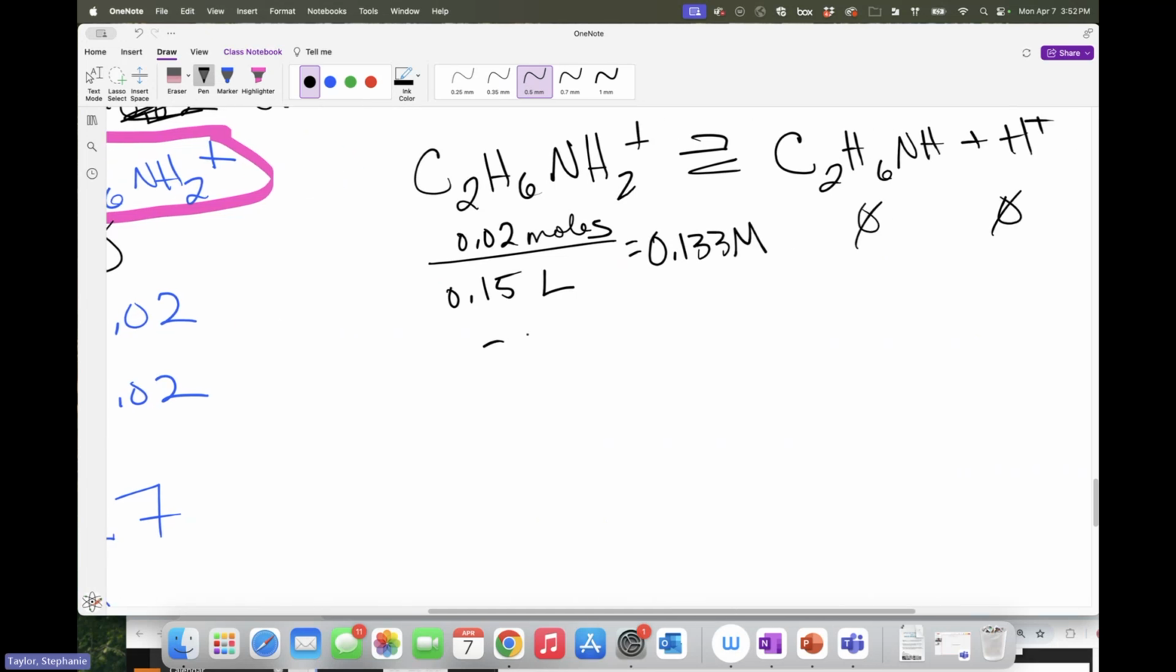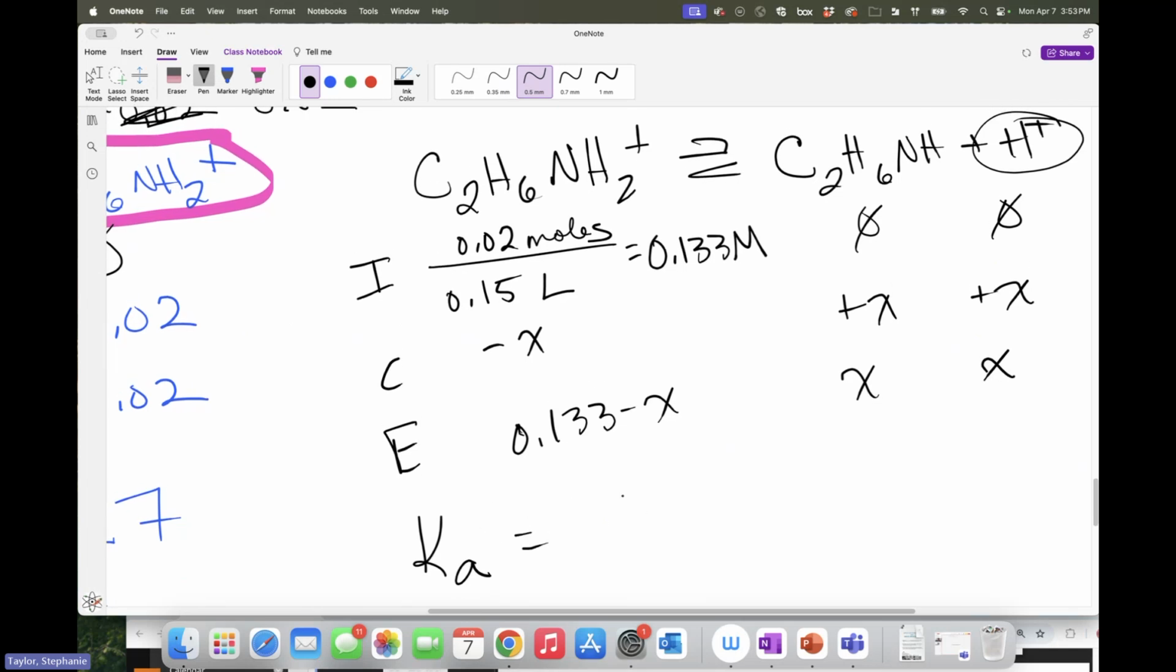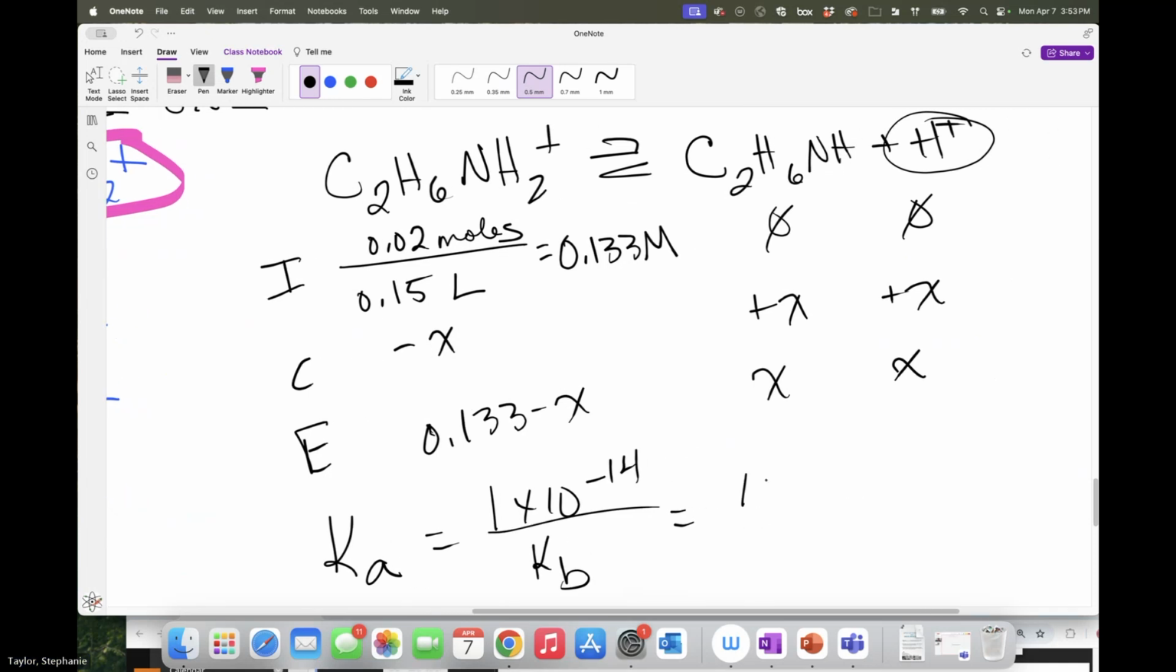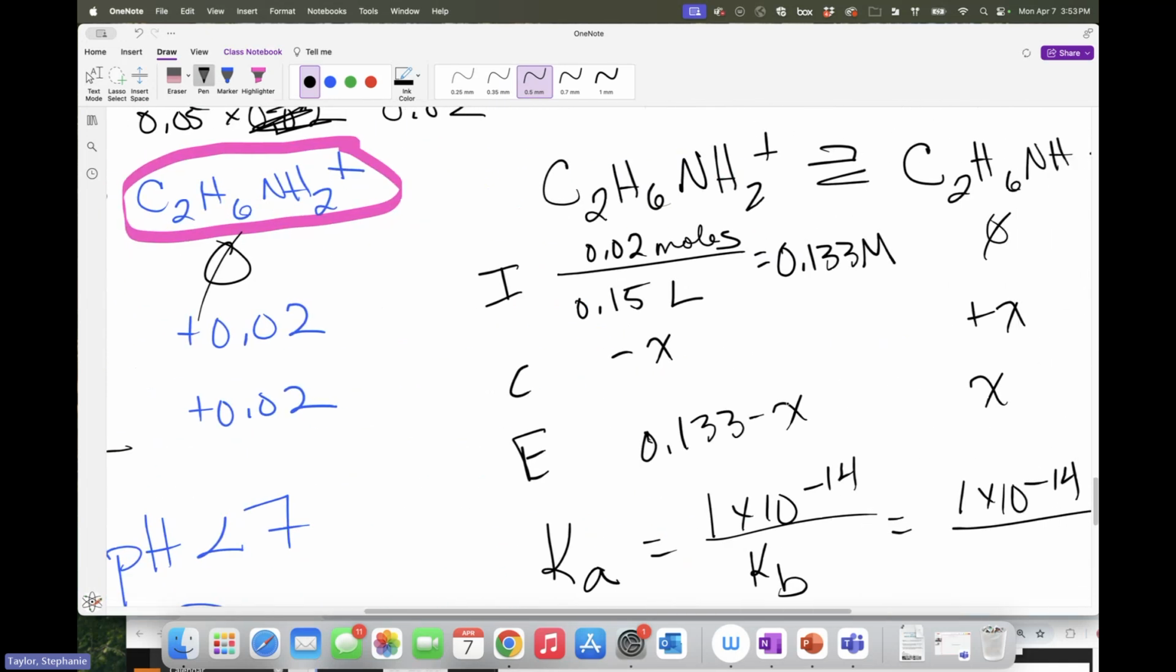So I am basically going to speed run this ice table. If you're not familiar with the term speed running, that just means I'm going to try to do it really, really fast. I need a Ka value because I have H plus. So if I look for my Ka value, I'm looking to take my Kw, 1 times 10 to the negative 14, and divide it by Kb. I changed the Kb value. Darn it. But I hadn't changed the Kb value.